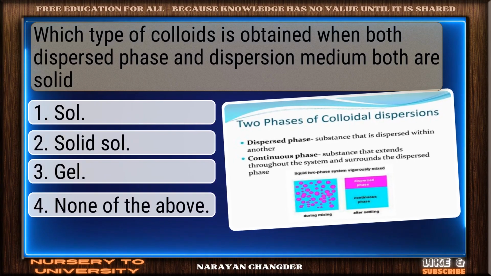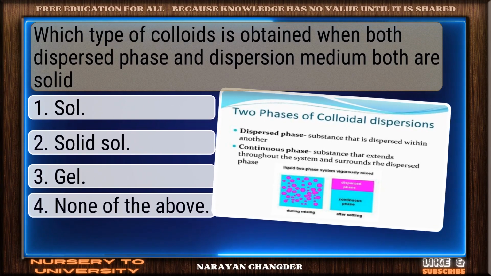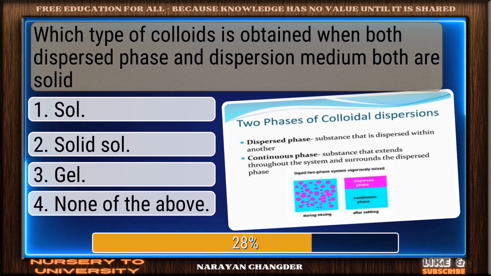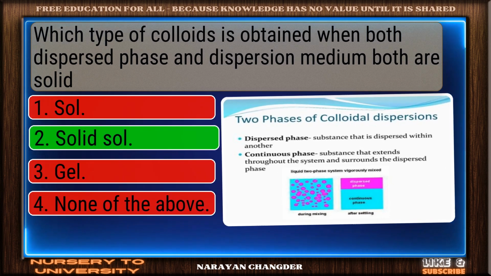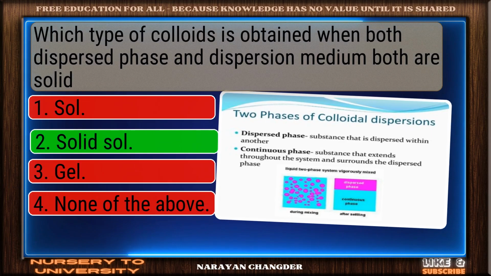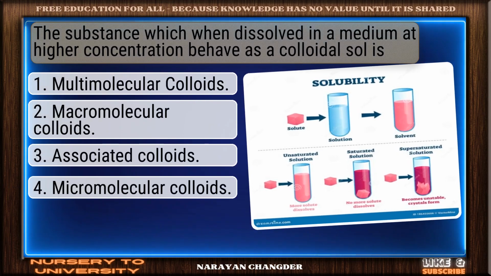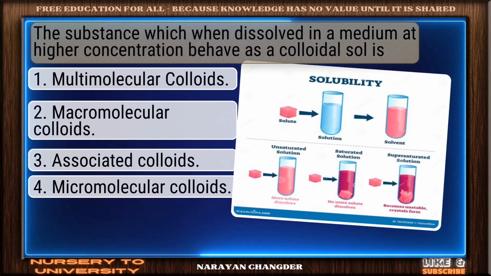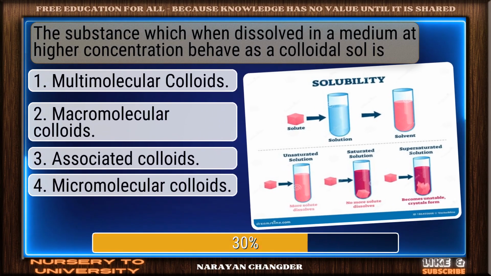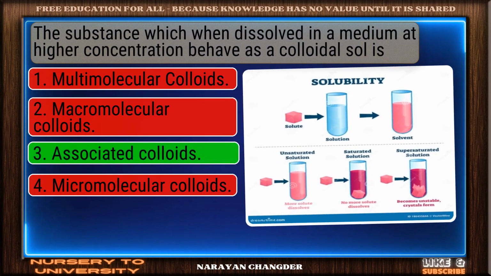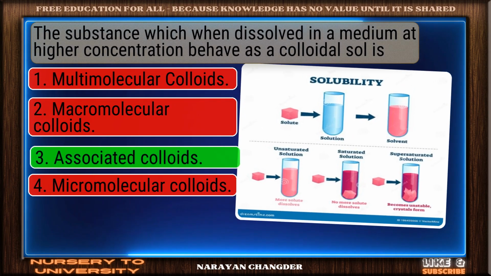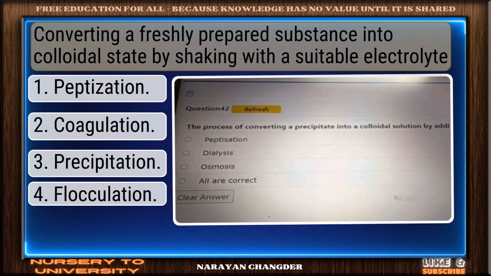Which type of colloids is obtained when both dispersed phase and dispersion medium are solid? Well done. Solid sol is the right choice. The substance which when dissolved in a medium at higher concentration behaves as a colloidal sol is. Nice work. You chose associated colloids, and it is correct.